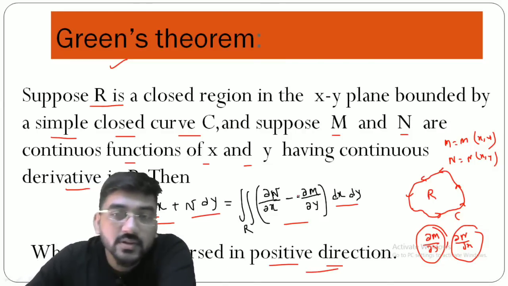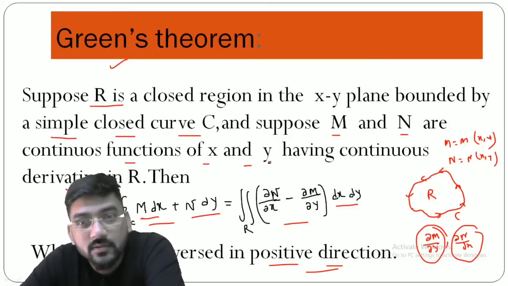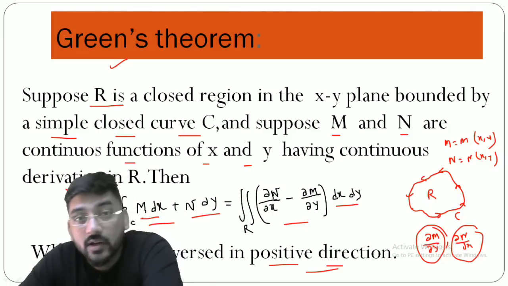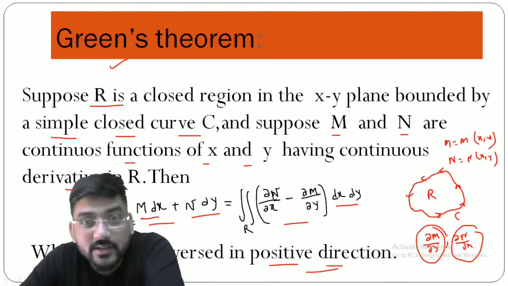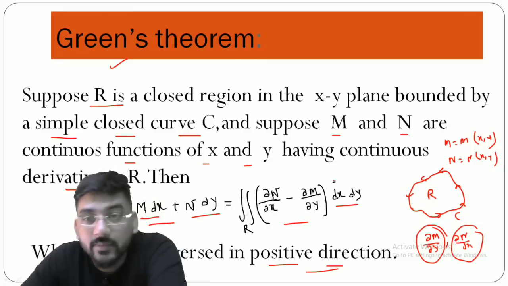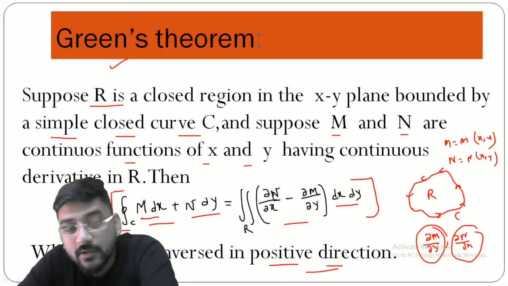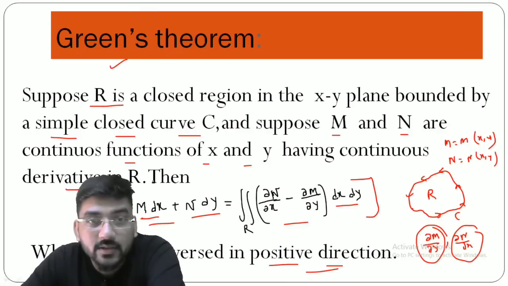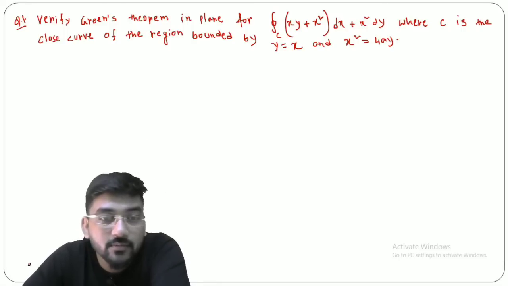So this is all about the statement of Green's theorem. As a physics student we need not prove this. Moreover, for competitive exams like JAM, JEST or NET, proof is never asked. So we have to know only this statement, and we have to apply it in problems. Now let me solve one problem so that you can understand how Green's theorem can be applied.